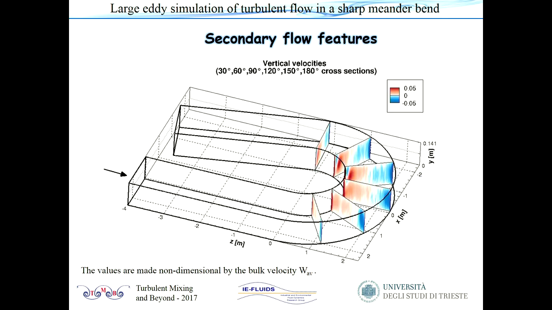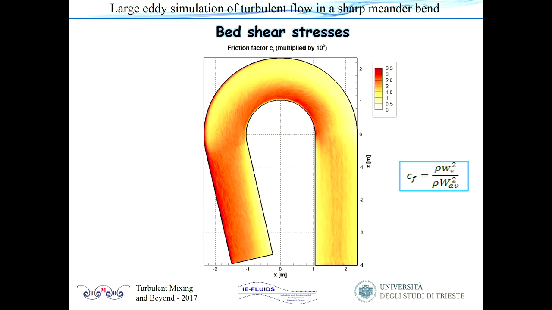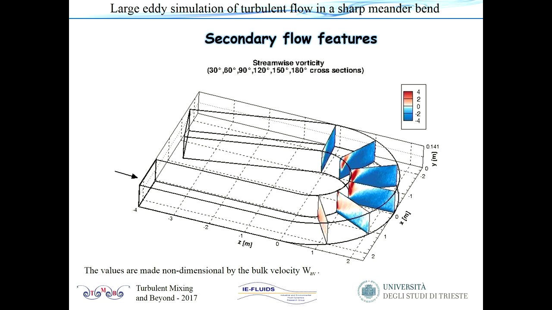In the figures, the vertical velocity is represented for six cross sections in the flow. We can see an alternating pattern of upwelling and downwelling near the inner bank, because this pattern is associated with the internal shear layer separated from the inner bank. At the outer bank, the flow is obviously dominated by downwelling due to the motion of the secondary flow and so the presence of the centrifugal forces. The streamwise vorticity shows the complex structure of the secondary flow.